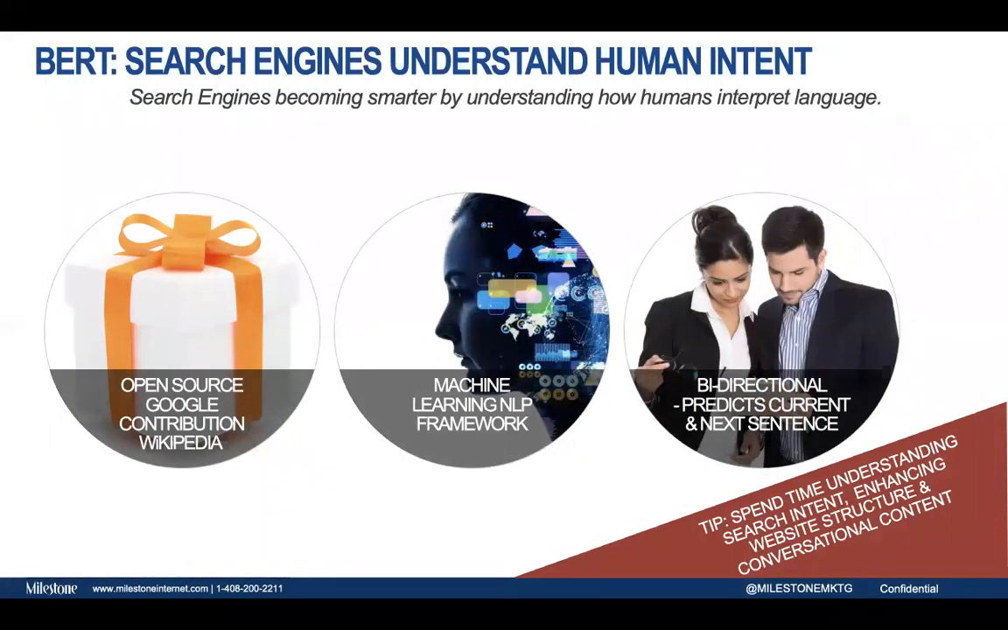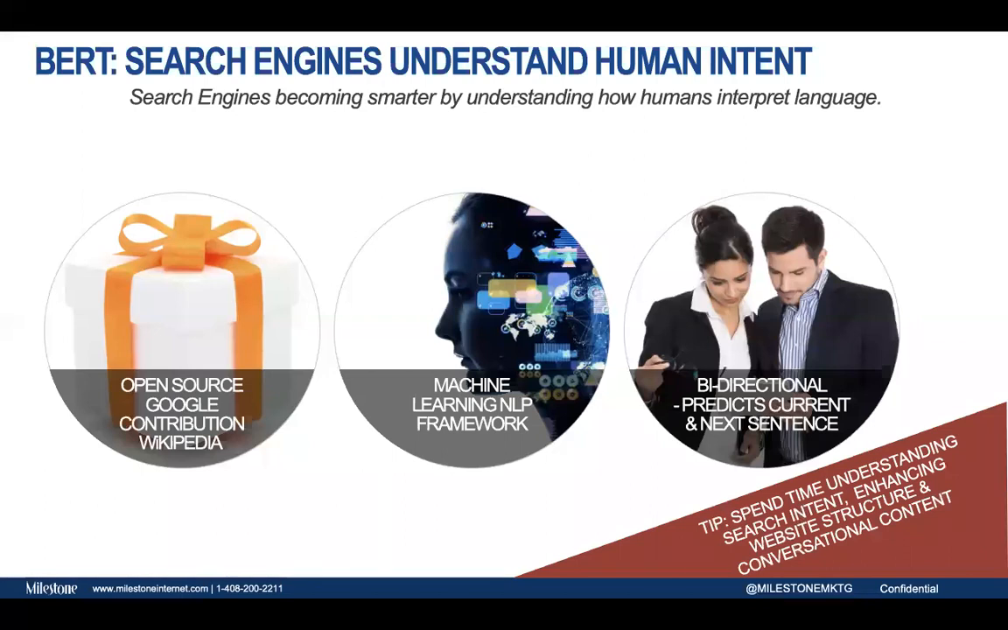So number one, the BERT update is an open source update. It is an open source contribution. It is based on a machine learning, natural language processing framework. What that really means is it is intended for search engines to understand conversational content. It is bidirectional. What that means is now search engines are becoming much smarter. They can understand what's going to happen before and after the sentence. So it's really not about a keyword, it's the entire context around the sentence.